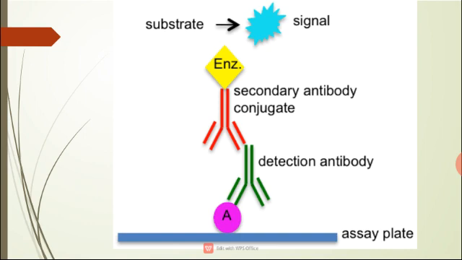See the figure of sandwich ELISA. The antibody is attached to the well, then binds with the target antigen in the serum and forms an antigen-antibody complex. Then it again binds with the enzyme-linked secondary antibody conjugate. This will bind with the substrate and form a color complex. This stage forms a structure like a sandwich, so you can say it is the sandwich ELISA.